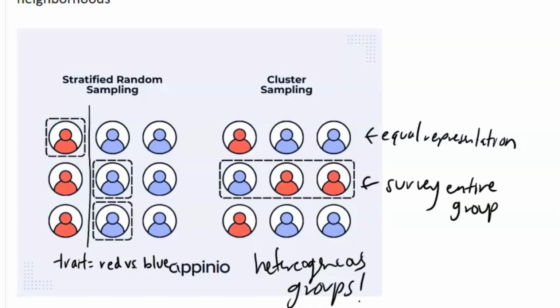For a stratified random sample, I split it into red people and blue people, and then within the red people, I do a simple random sample, and within the blue people, I do a simple random sample. But for cluster sampling, my groups, instead of having homogeneous traits, like in stratified where you were either red or blue, I want heterogeneous groups, like equal representation essentially. So I have some red people, some blue people, and so on. And then when I pick who to survey, I'm picking entire clusters. So I pick a random cluster and then I sample everybody in that cluster, okay?